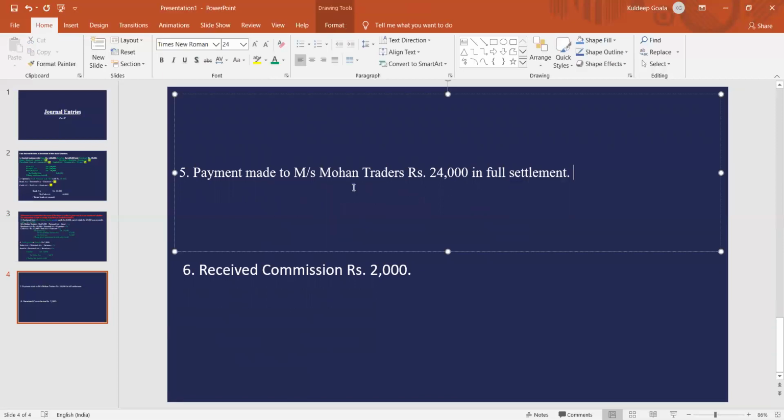to Messrs Mohan Trader. We are making payment to Mohan Trader, rupees 25,000 in full settlement. Try to understand the meaning of that.